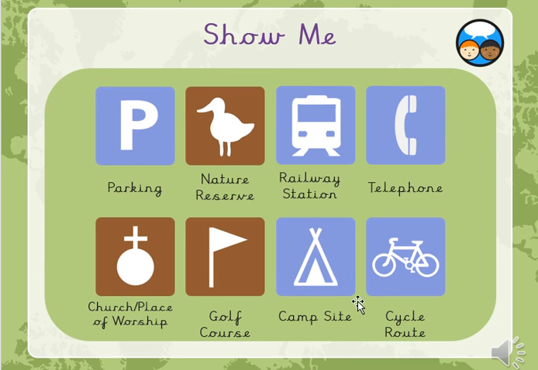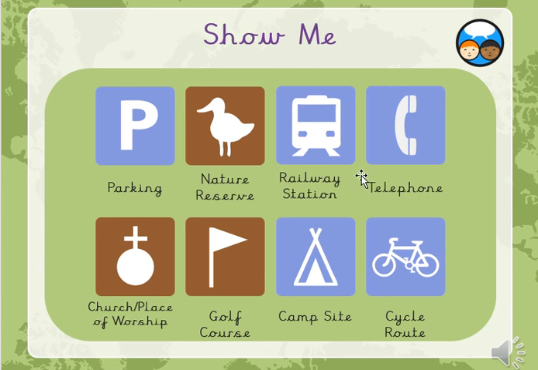Next, you've got a tent shape, which shows a campsite. So you might want to go camping, and then you can find the campsite by looking for this symbol. Finally, you've got a bicycle, which shows a bicycle route, okay? And that means a small space next to the road where bicycles can ride so that they are safe from the cars, okay?